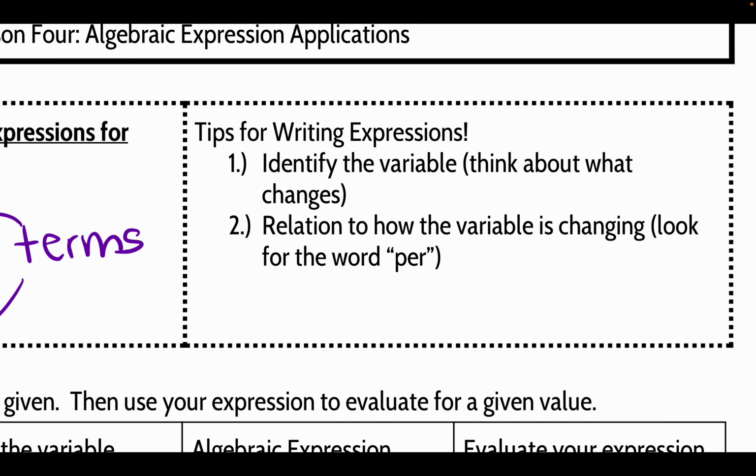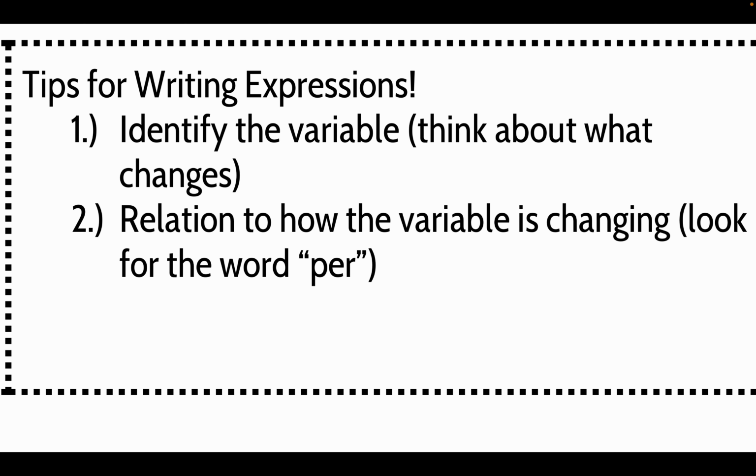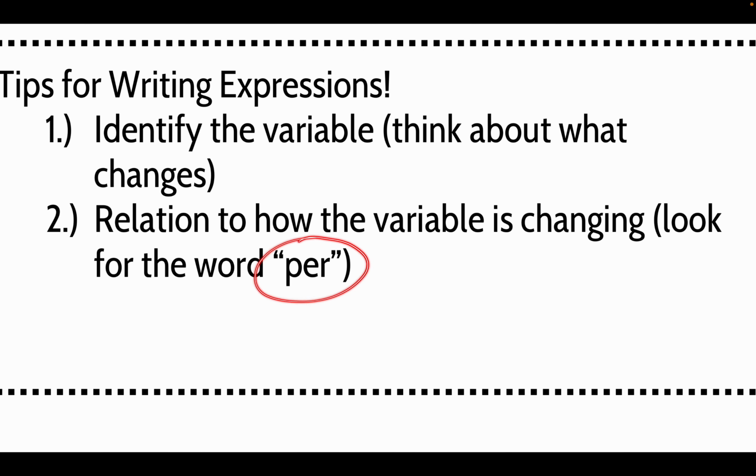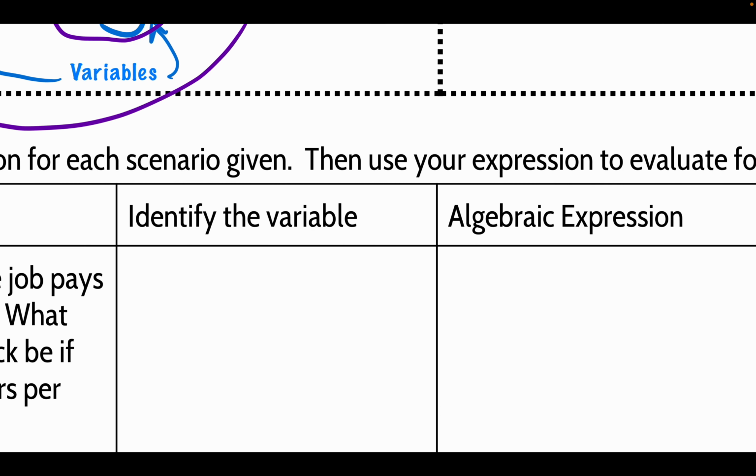Okay. Some tips for writing expressions. We need to identify the variable and think about what changes. So what's our variable? What's changing? And then our relation to how the variable is changing. So we have to look for the word per. The word per usually means multiplication. So think of per hour, that's multiplying by the number of hours. So we'll see when we get to these examples.